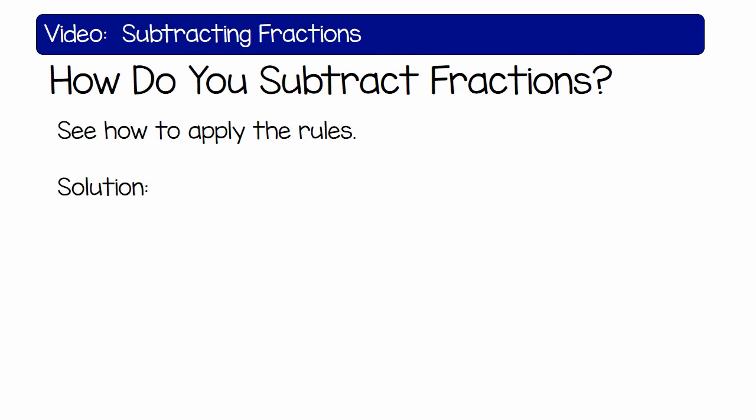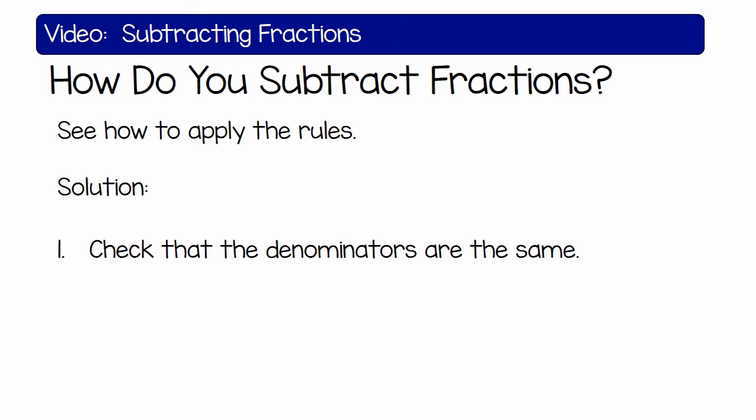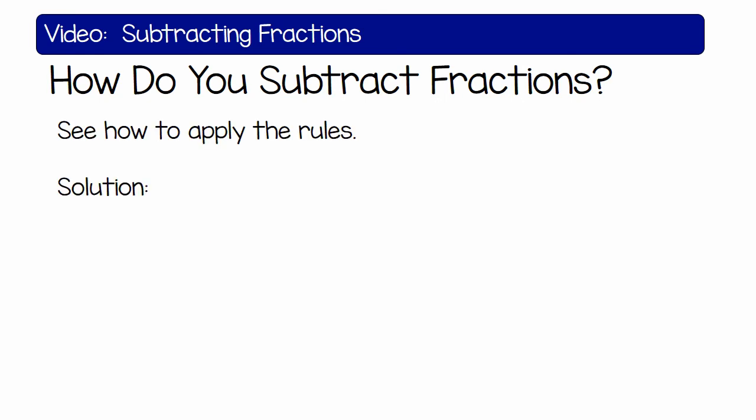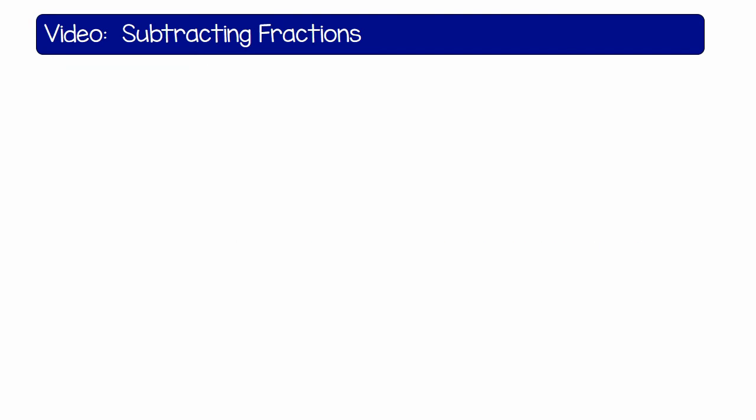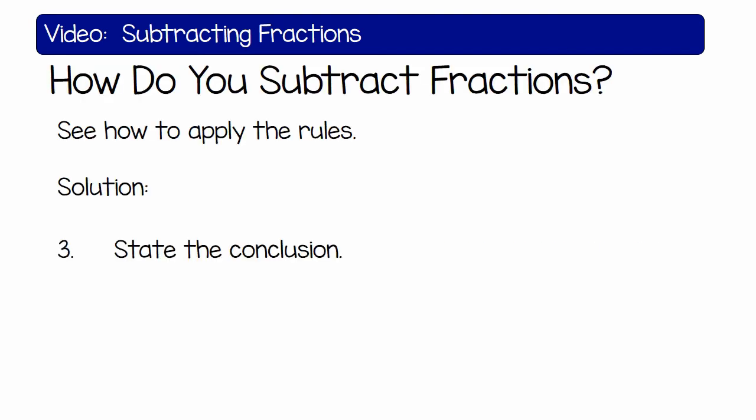And here's your solution. Check that the denominators are the same. 3 over 5 minus 1 over 5 both have 5 as the denominator. So what we will now do is subtract the numerators. 3 over 5 minus 1 over 5 is 3 minus 1 over 5, which gives us 2 over 5. Now, here's the conclusion. 3 over 5 minus 1 over 5 equals 2 over 5.